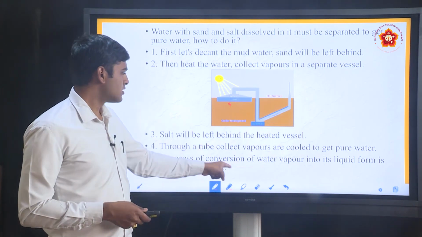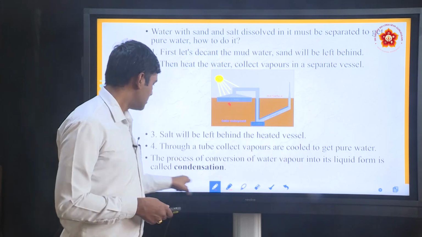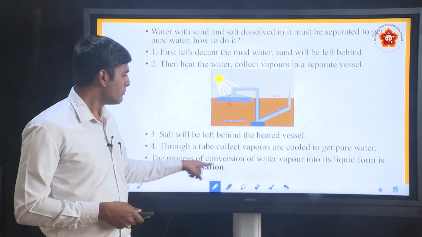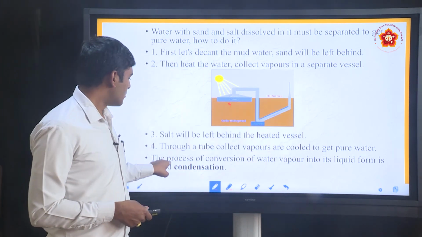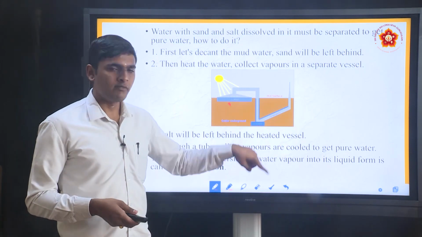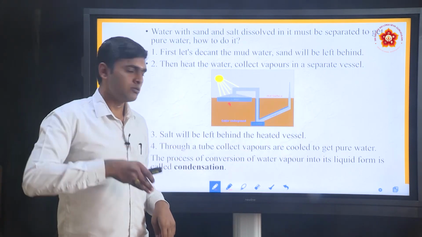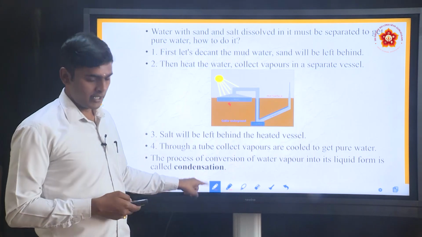This process of conversion of water vapor into its liquid form is called condensation. This is a different term. Condensation is the process of conversion of water vapor into liquid. This is coming back from gas to liquid state, that is called condensation.